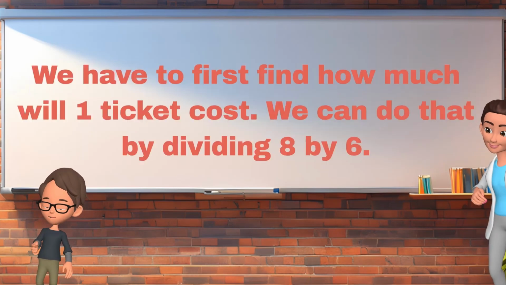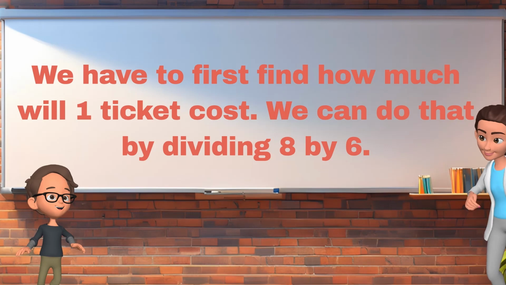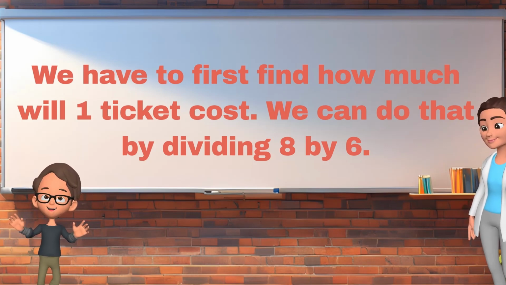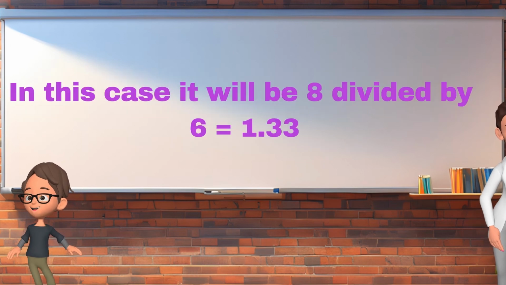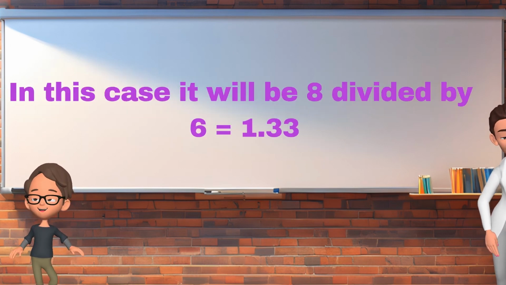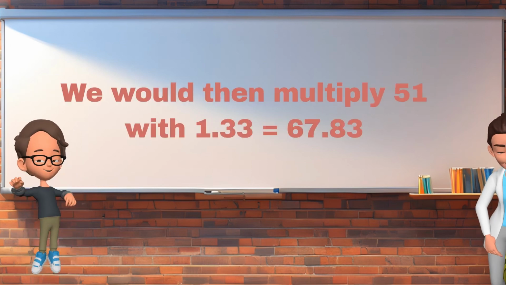I would like to try these. These questions are a bit different. In order to find the answer, I would have to first find out how much does one ticket cost. I can do that by dividing 8 by 6, which is equal to 1.33. Then I will multiply 1.33 with 51 to find the answer.